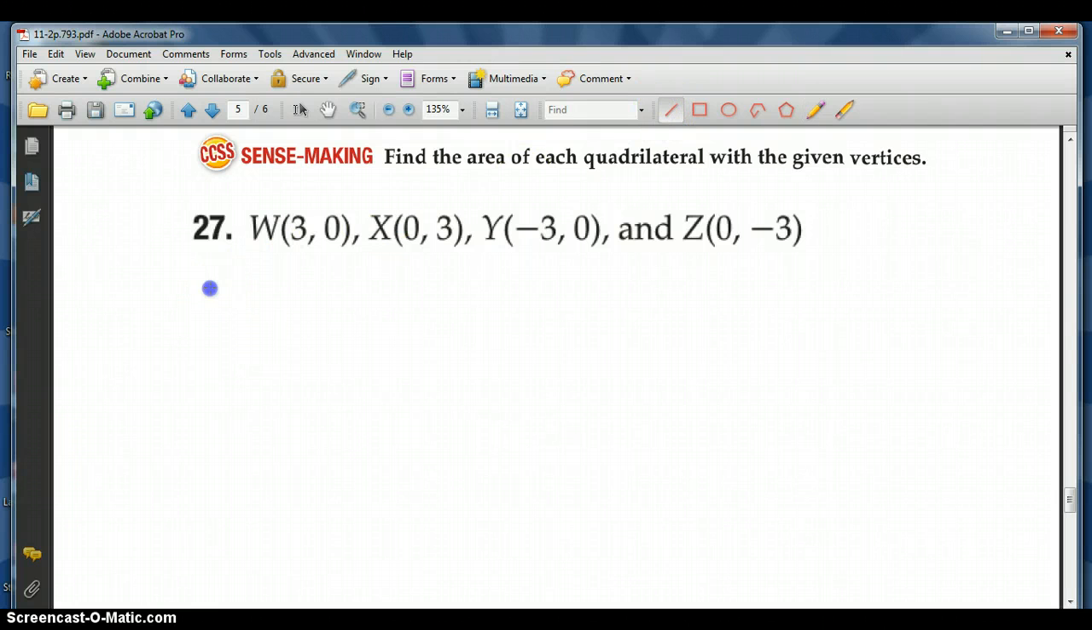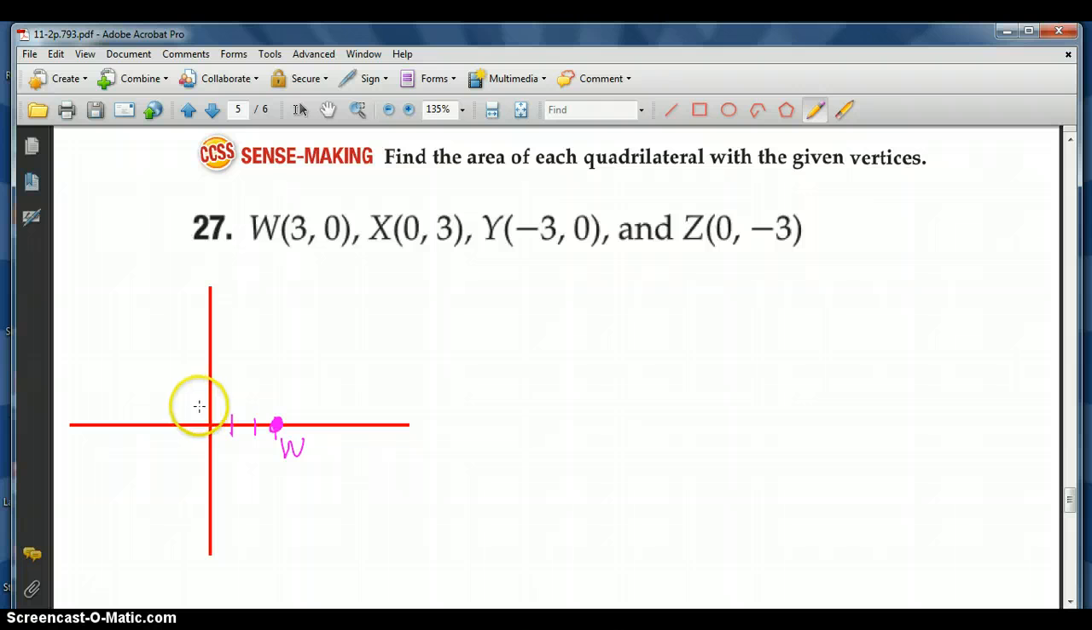So let's go ahead and plot these vertices. So we have W at 3, 0; X at 1, 2, 3; negative 3, 0, 2, 3 is Y; and Z is at 0, negative 3.